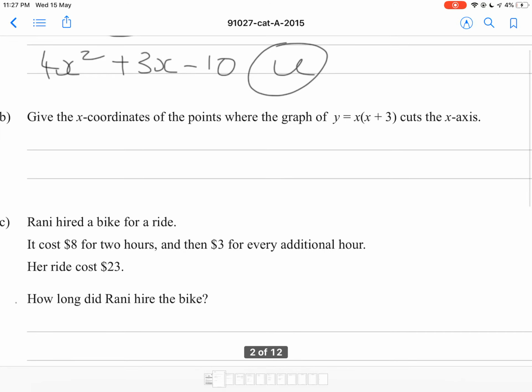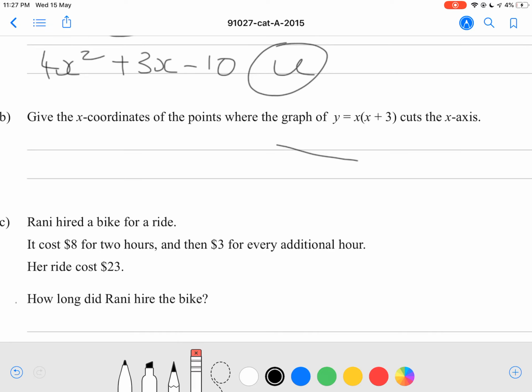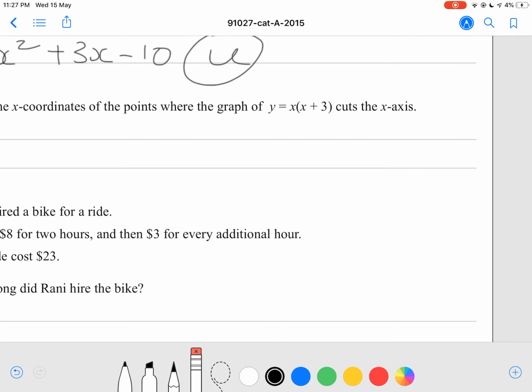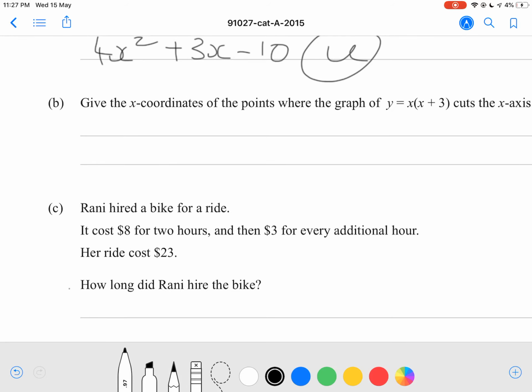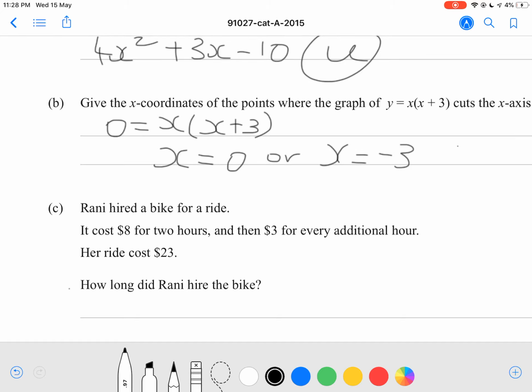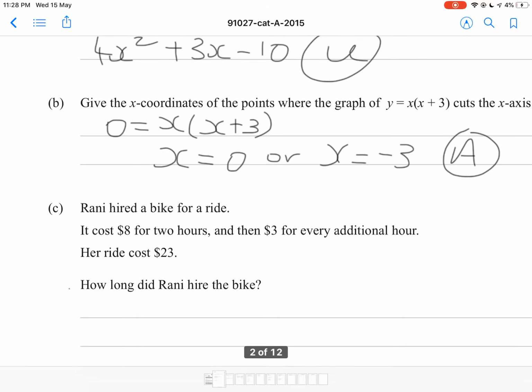Get the coordinates of the points where the graph y equals x(x + 3) cuts the x-axis. When it says cuts the x-axis, that means when the parabola cuts the x-axis here and here. This only happens when y equals 0. So we substitute y equals 0: 0 equals x(x + 3). Therefore x equals 0, since 0 times anything is 0, or x equals negative 3. And again, this is only an achieved question, so we just keep moving.